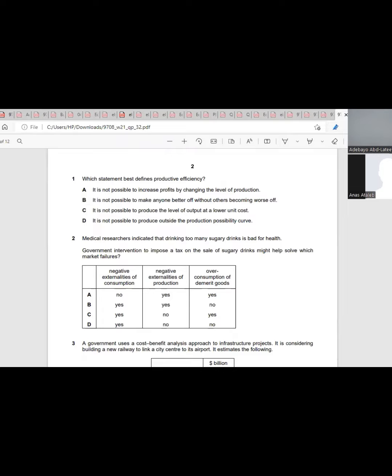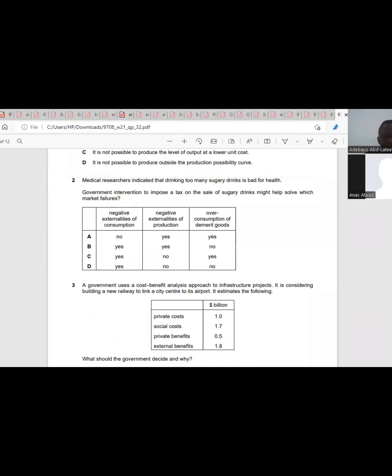That firms are able to produce a high level of output with a low unit cost of production. That is productive efficiency. That means you are able to produce a high level of output at a reduced unit cost. Allocative efficiency means you are able to produce a product and maximize social welfare. So the answer is C. Go to question 2.